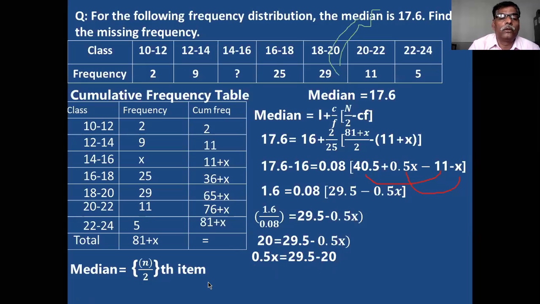29.5 minus 20. You see here, you take the 0.5x this side, it becomes plus, and this plus 20 goes to this side and becomes minus. Therefore, 0.5x is equal to 9.5. Therefore, x is equal to 9.5 divided by 0.5. x is equal to 19. So, the missing frequency is 19. In this way, calculate the missing frequency. Today, I explained how to calculate the median for less than frequency, more than frequency, and then missing frequency.